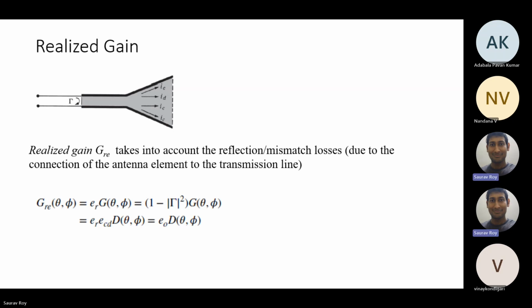Here, E naught is the total efficiency. Previously we were talking about only the ECD portion, the conduction dielectric loss. But now if you take care of the reflection mismatch loss ER also, it will be given as E naught into D theta phi. It is defined as realized gain. So in all the antenna terminologies, sometimes you will see realized gain, sometimes you will see IEEE gain. Now you know the difference. I hope you understood.